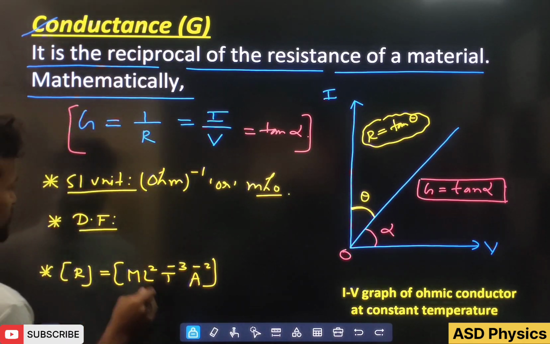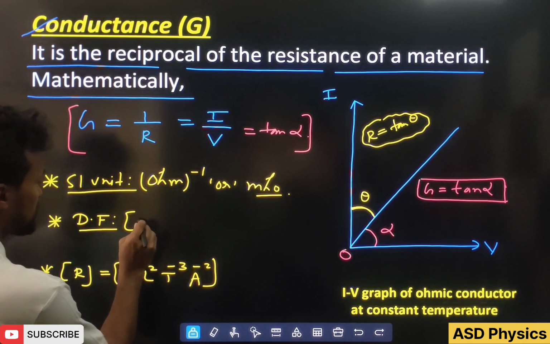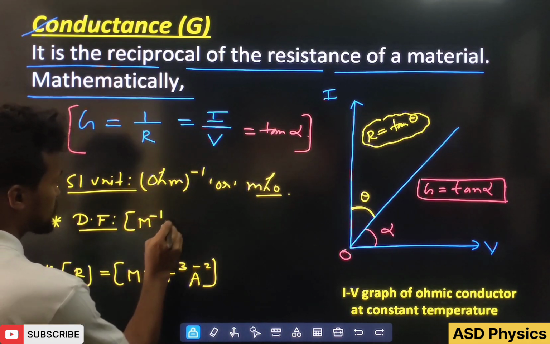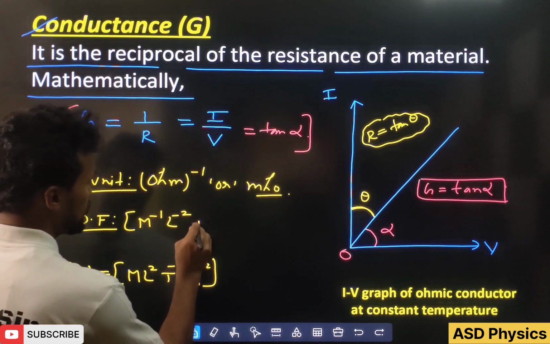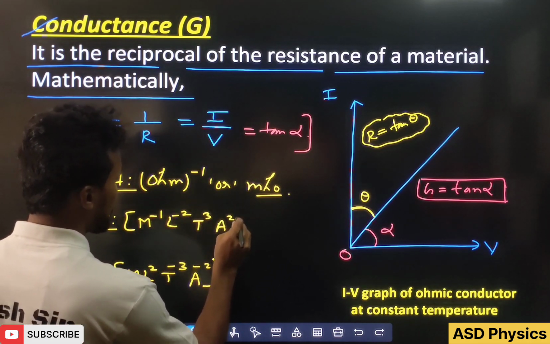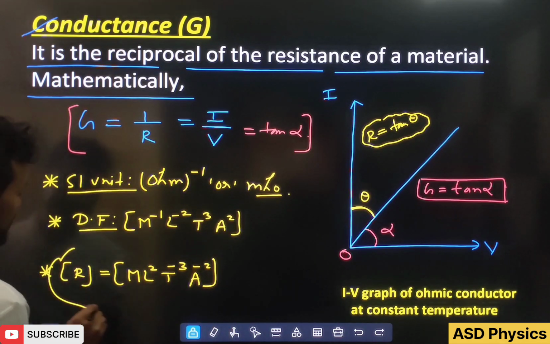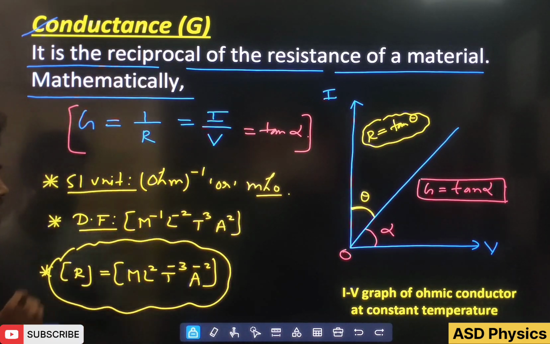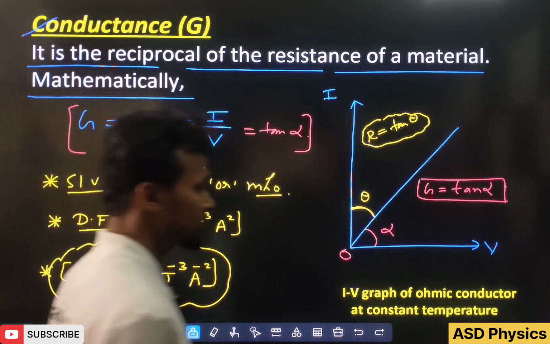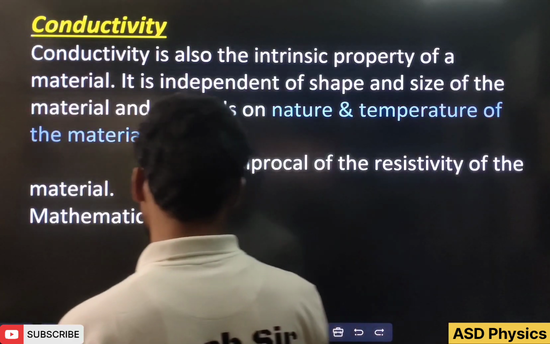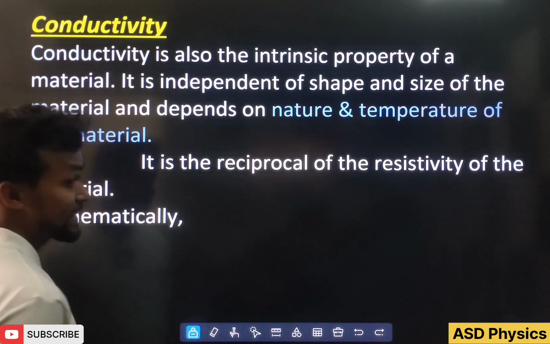Now if we want to write it for the conductance, you know what will happen there? It will just become reversed. M power minus 1, L power minus 2, T power 3 and A square. I have just made it a reverse. Kindly see very well. We are seeing here the conductance. Great. Now students, let's move to the conductivity.